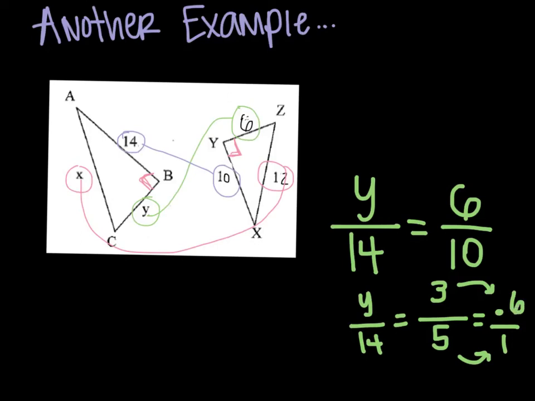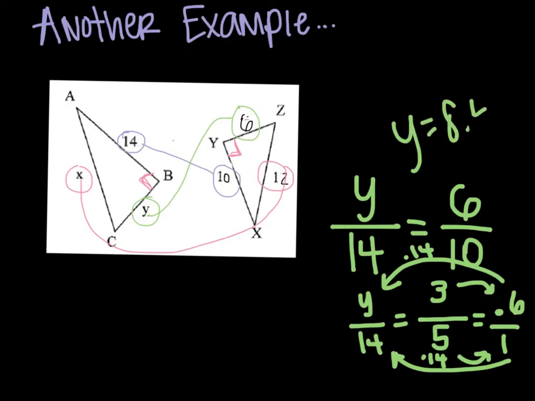Now that I know my unit rate, I can take that and go all the way back to my original problem. So going from 1 to 14, I multiplied by 14. So now I'm going to take 0.6 and multiply it by 14. And I get an answer of 8.4. So y equals 8.4. In other words, this length here is 8.4.